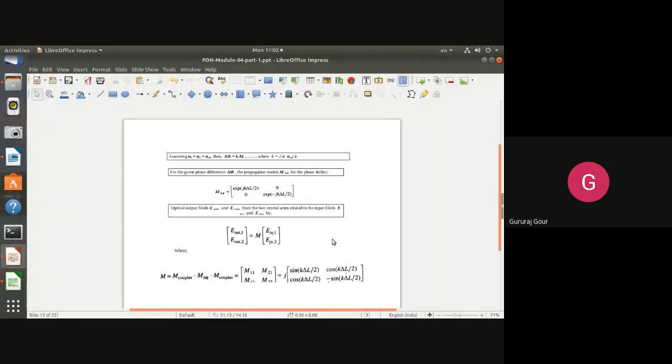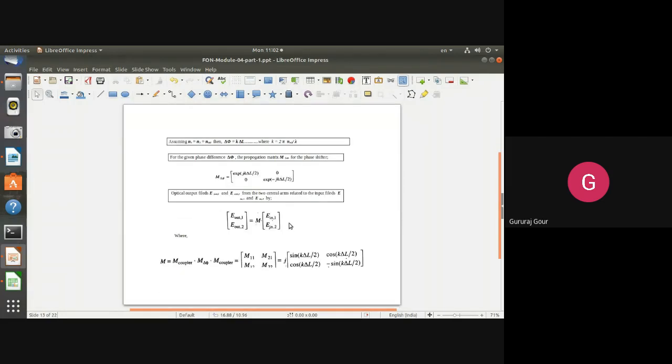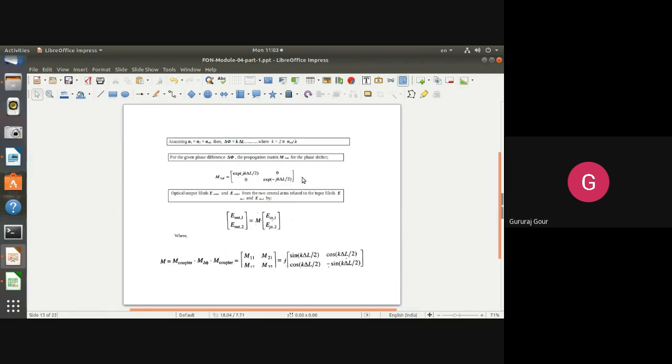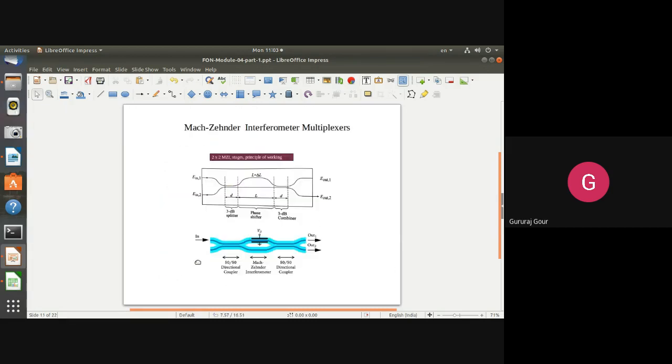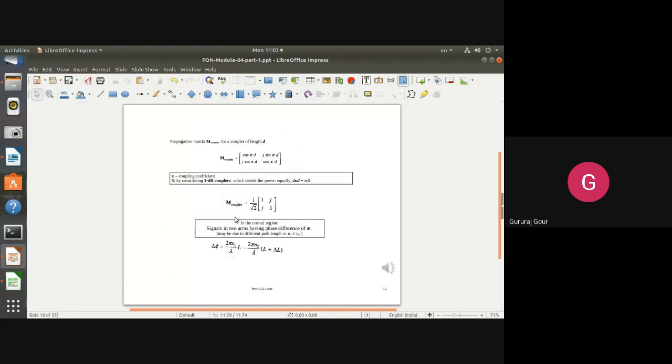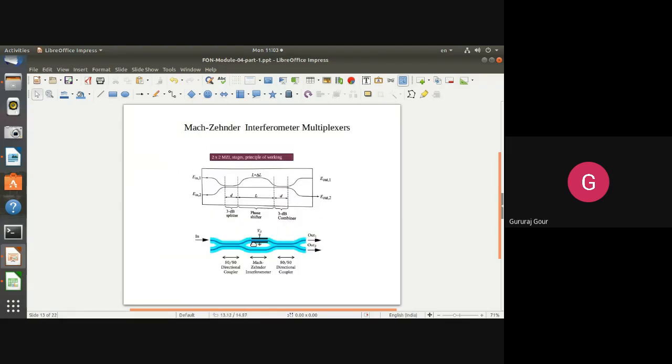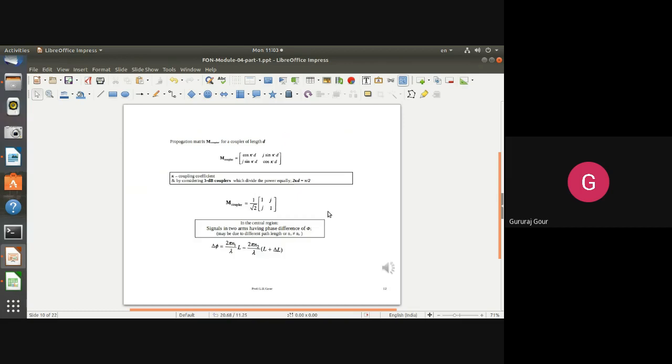So this M coupler, what we have defined, is for both the splitter and the coupler. And this M delta phi, what you have defined, is for the phase shifter. So the initial portion is the splitter, that includes one M coupler, M delta phi for the central region, and another M coupler for the combiner. So three regions are there in this 2 by 2 MZI multiplexer.